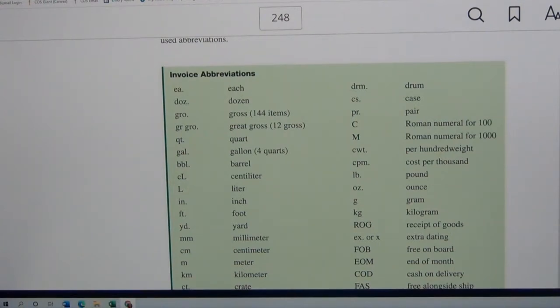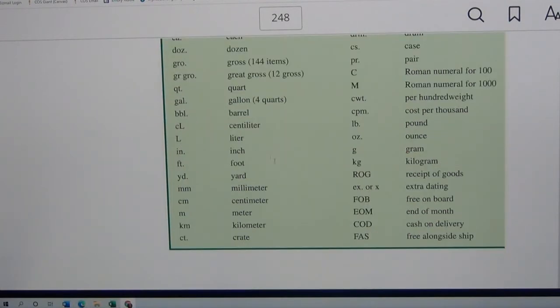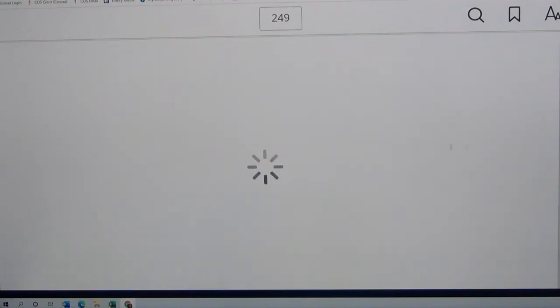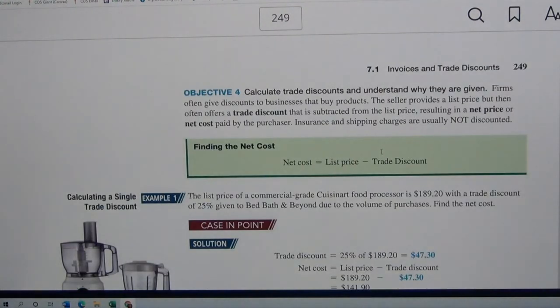EA means each. Doz means dozen. Some of these are going to be pretty obvious, and you'll probably learn a little more if you're dealing with an invoice for a specific company or a specific industry. They may even be using their own abbreviations. But you can get a feel for all those types of abbreviations that are pretty common with billing and invoices. So take a view of that, study that a bit.